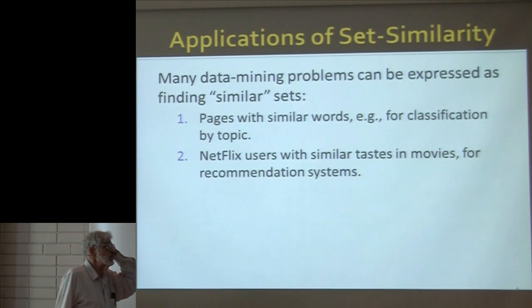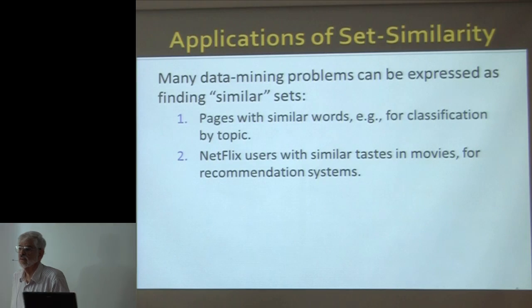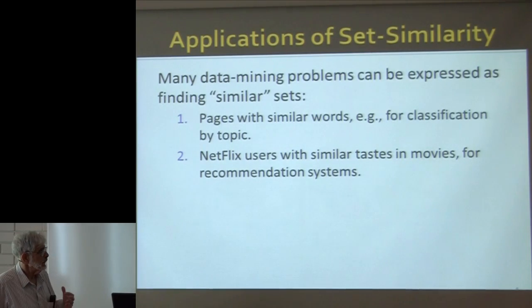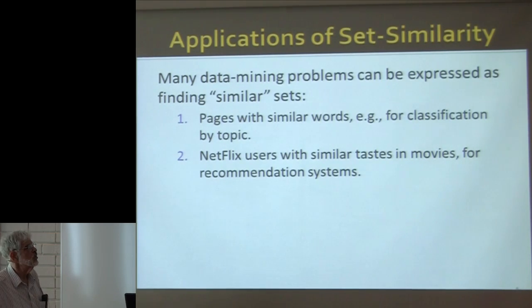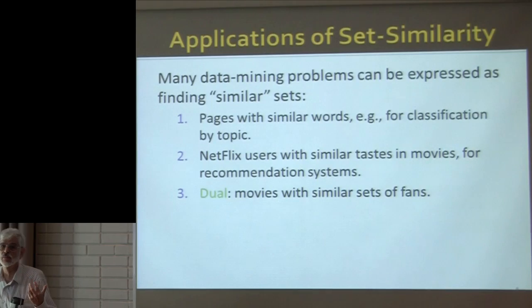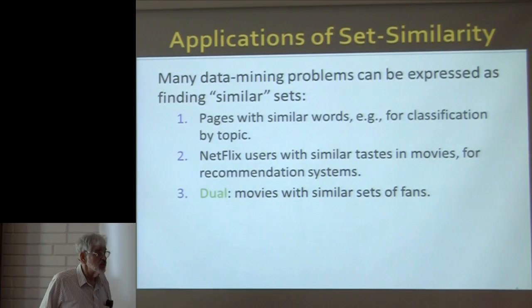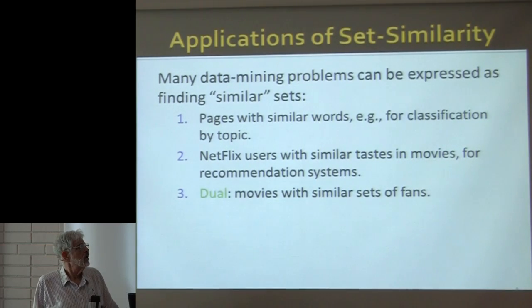If you think of, let's say, a Netflix user as the set of movies that they liked, then you can identify Netflix users that have the same taste in movies and use one's opinion to recommend a movie to the other. Similarly, if movies are liked by the same set of people or similar sets of people, then they might be the same kind of movie. And that gets you at a notion of genre of movies.